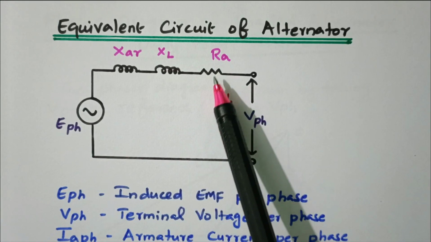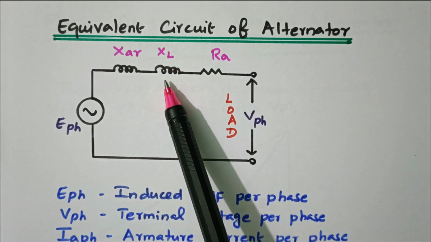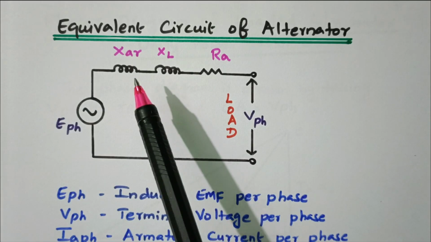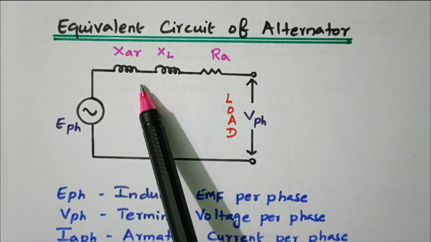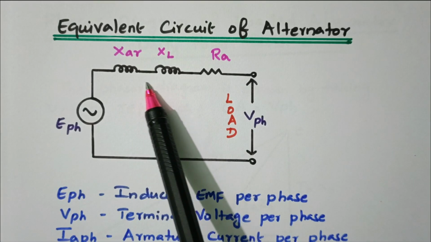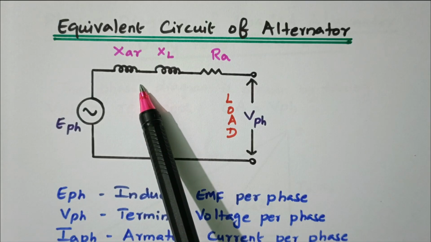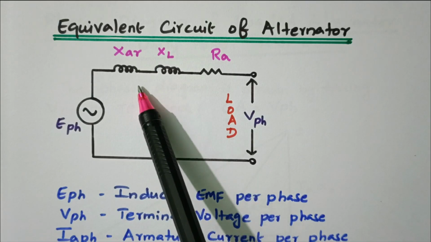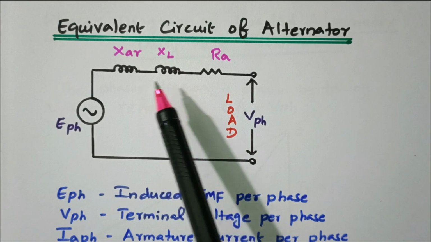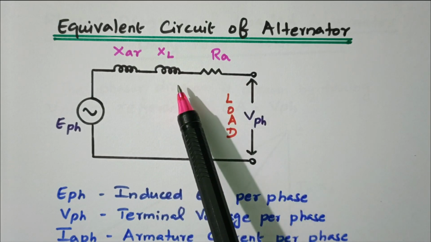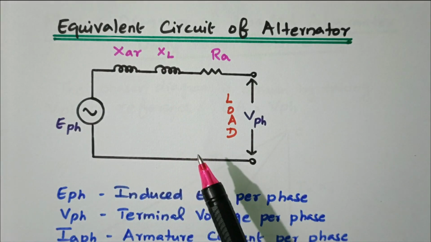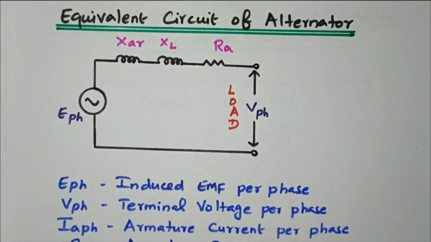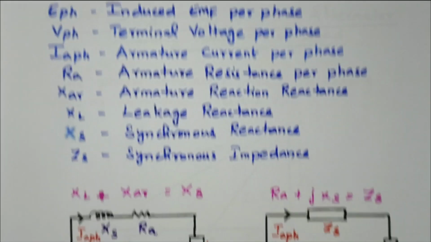This RA is the armature resistance, XL is the leakage reactance, XAR is the armature reactance. So here we can add these two reactances, so that it is called XS, synchronous reactance. Then synchronous reactance and RA can be added, that becomes the synchronous impedance, right? So based on that, we'll see the simplified equivalent circuit.